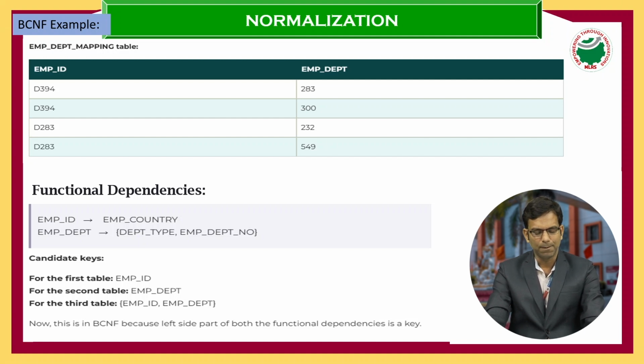For the first table, the candidate key is employee ID. You should know what a candidate key is. Even though we didn't apply a primary key, the role of the primary key is implemented with the help of the candidate key. For the first table it is employee ID, for the second table the candidate key is employee department, and for the third table the candidate key is employee ID and department. With the help of these 3 candidate keys, we have performed the role of functional dependency. That is possible in BCNF, Boyce-Codd normal form.